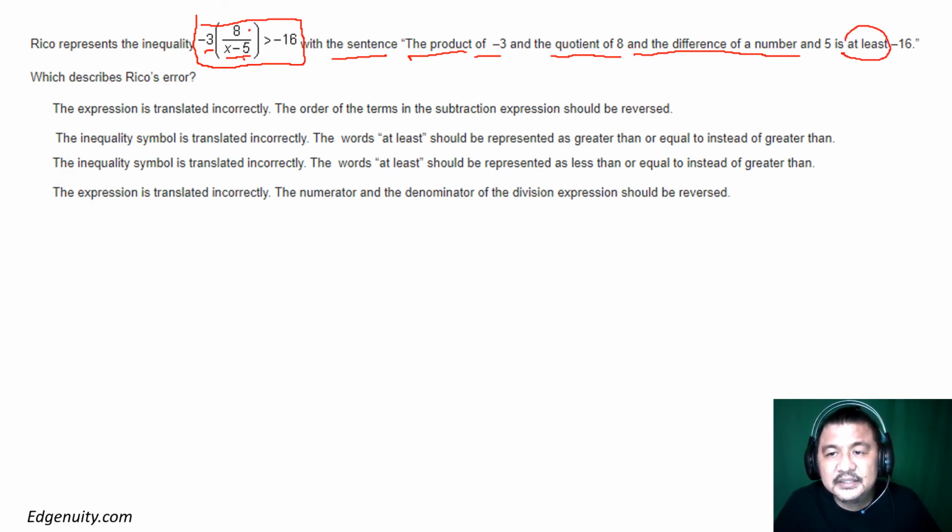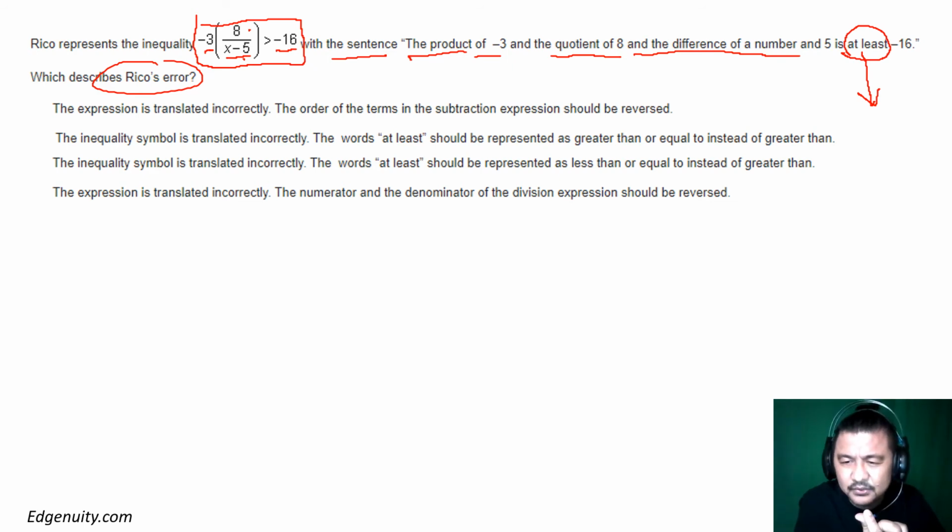Is at least negative 16. Negative 16 is there. But let's look at the symbol at least. Okay. So, because it's saying there's an error. What is the meaning of at least? Is that less? No. At least, that's the smallest number. So, what do you need? The bigger number. So, it should be greater than or equal. So, let's see. That was the error.